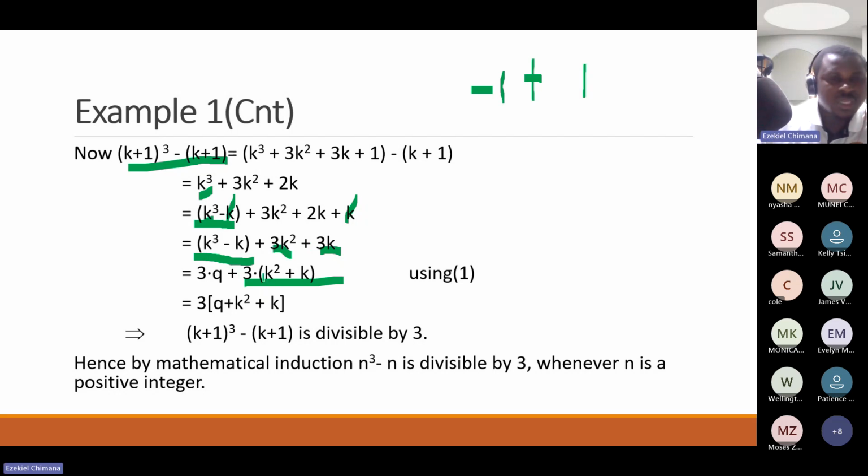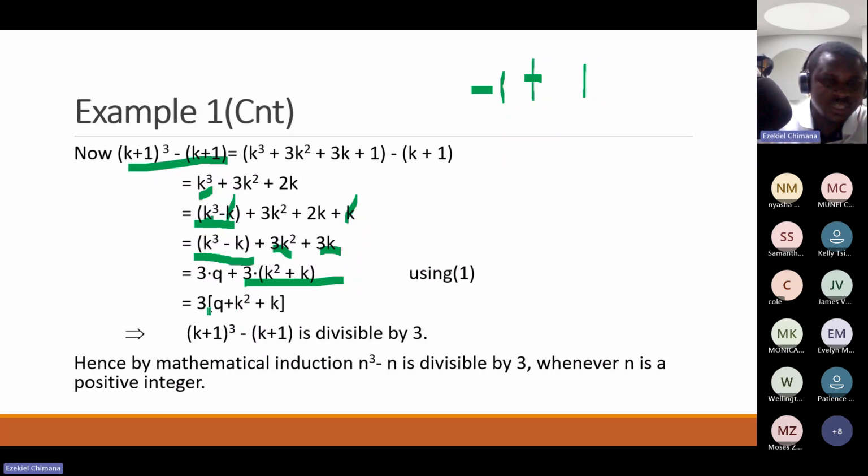So after doing this, you can now factor out a 3, because 3 is now common on these two things. Then you end up having 3 times (q plus k squared plus k). After having 3 times all this thing, it means that this number is divisible by 3.